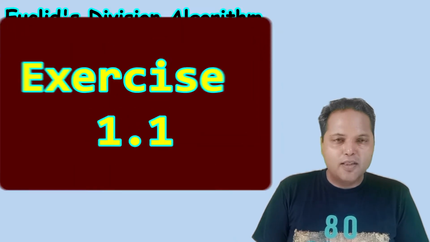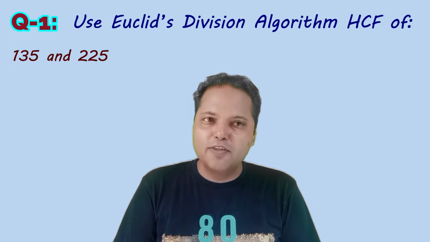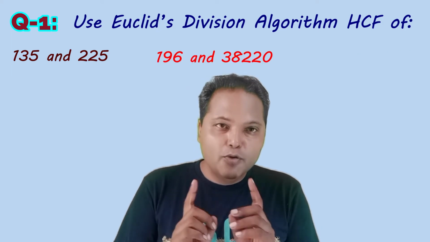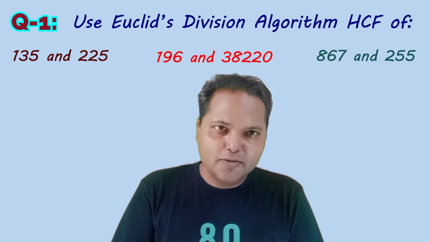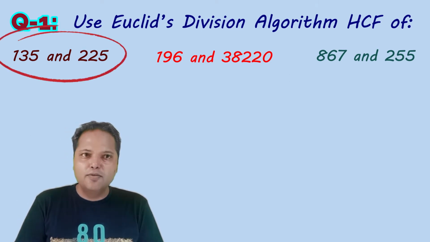तो अब हम लोग यहाँ से आगे बढ़ते हैं. Let's begin with the exercise 1.1. Alright, so question number 1 says that we need to identify the HCF of these numbers using Euclid's division algorithm. तो हमारा जो सबसे पहला सेट है, that is 135 and 225.